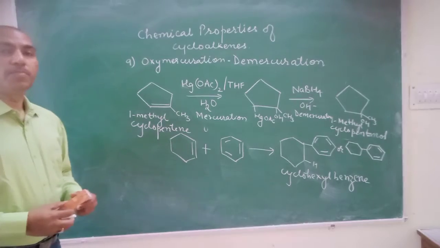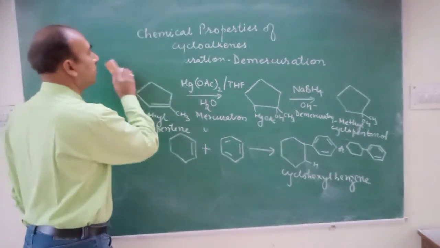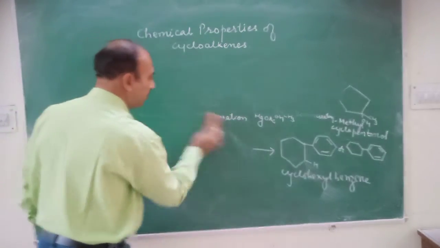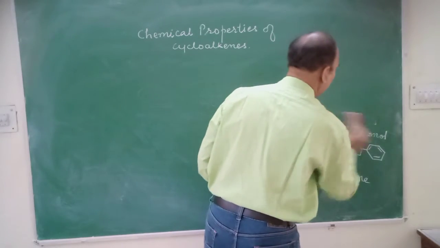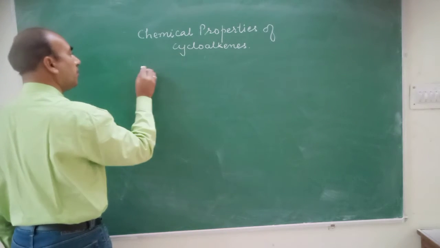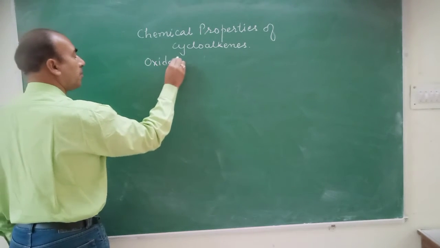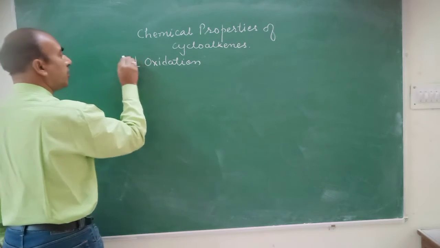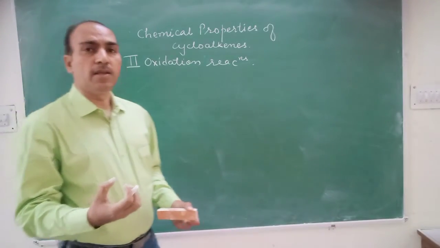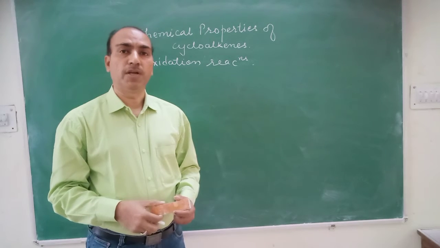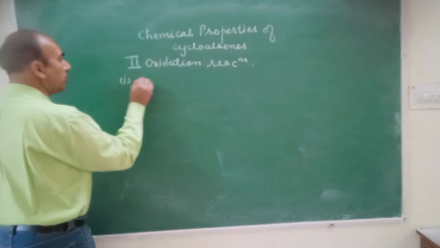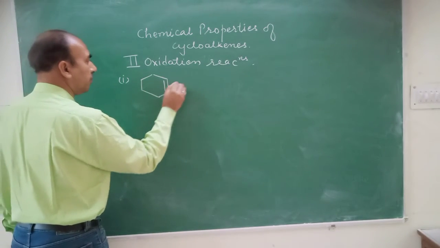Then next we'll go for some oxidation reactions. The second type of reaction is oxidation reactions. Similar to alkene, the cycloalkenes also undergo oxidation reactions where they form diol products. See, first is oxidation with osmium tetroxide.